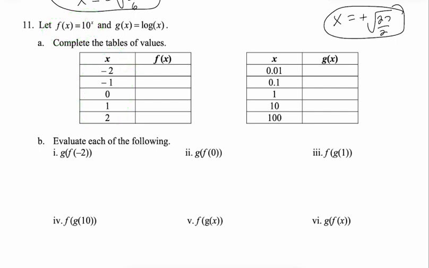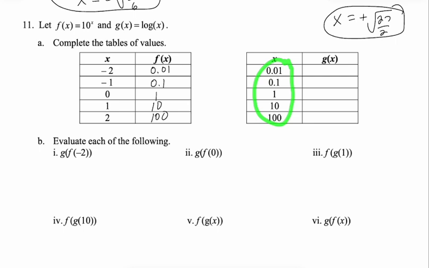So 10 to the negative 2 is 1/100th. 10 to the negative 1 is 1/10. 10 to the 0 is 1. 10 to the first is 10. 10 to the second is 100. Do you notice what they put over here?